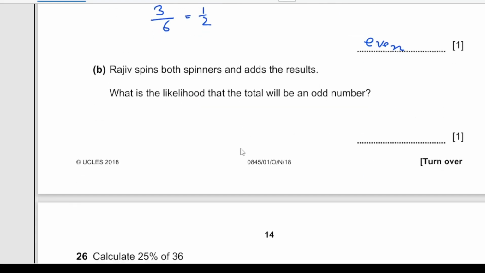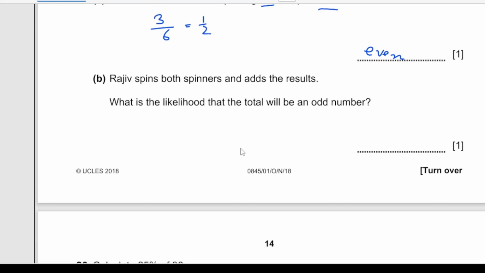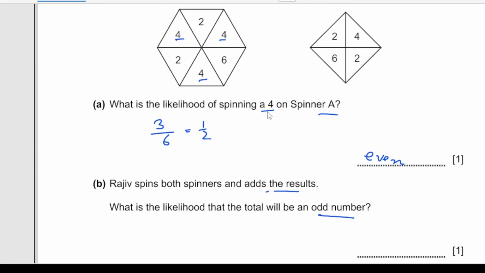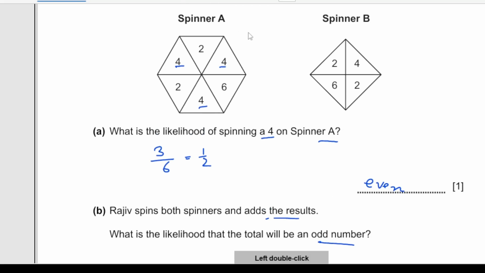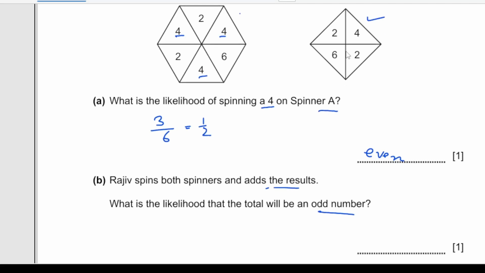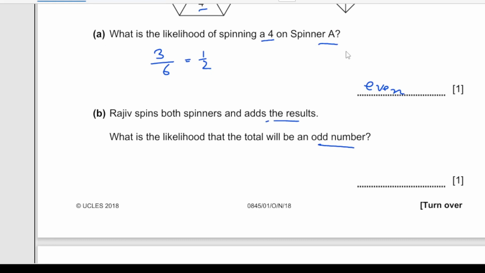Next, Rajiv spins both spinners and adds the results. So he adds the results here. What is the likelihood the total will be an odd number? If you add both of them, you see all these numbers are even. All these numbers in spinner A and spinner B are even. So even plus even is going to be again an even number. So there is no chance. We can say it is impossible. Impossible.